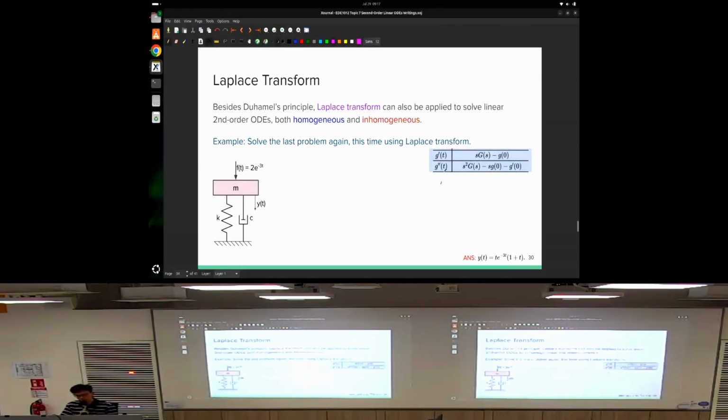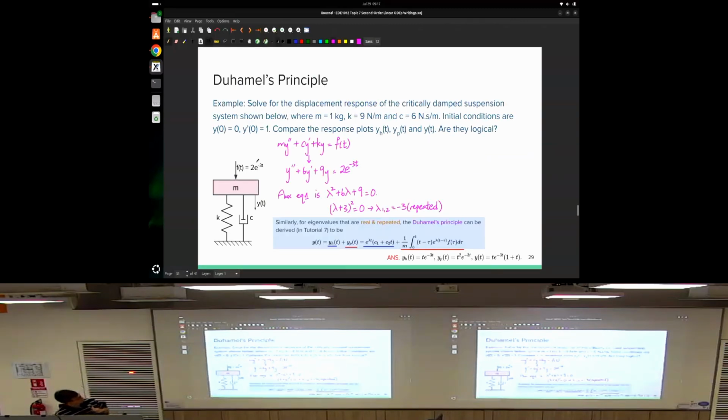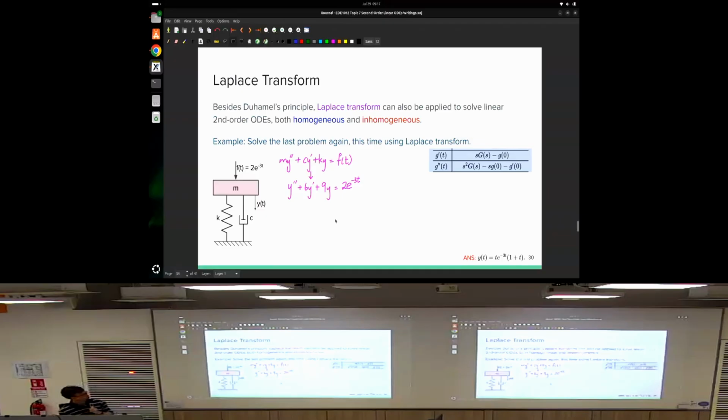Now we are going to solve the last problem, which is an inhomogeneous, excited system problem, because you can see the f of t there. We shall not rederive the ODE. We can just copy and paste from here. Then we'll just apply Laplace transform on this ODE with the initial conditions.